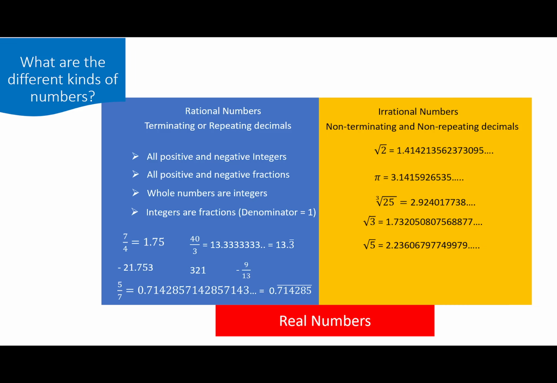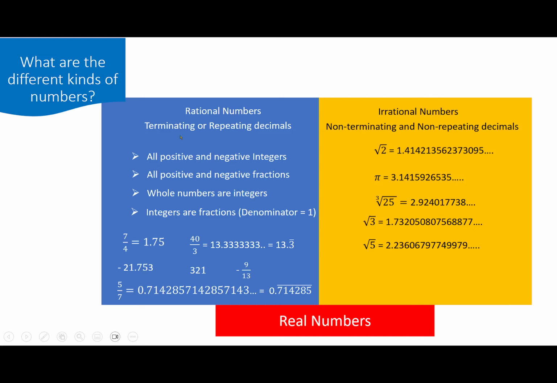What are the different kinds of numbers? Again, I put those in the table here. So real numbers are either rational numbers or irrational numbers. Irrational numbers are non-terminating and non-repeating decimals. These are examples: square root of 2, pi, cubic root of 25, square root of 3, square root of 5. There's a whole bunch of them. There is an infinite number of irrational numbers.